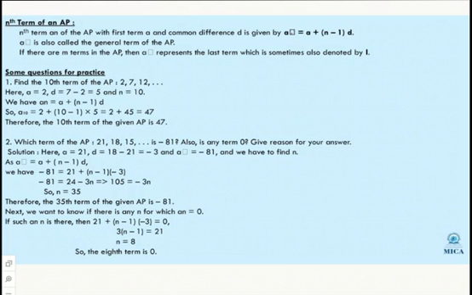Nth term of an AP. Nth term of the AP with first term A and common difference D is given by An is equal to A plus n minus 1 into D. An is also called the general term or the last term of the AP.